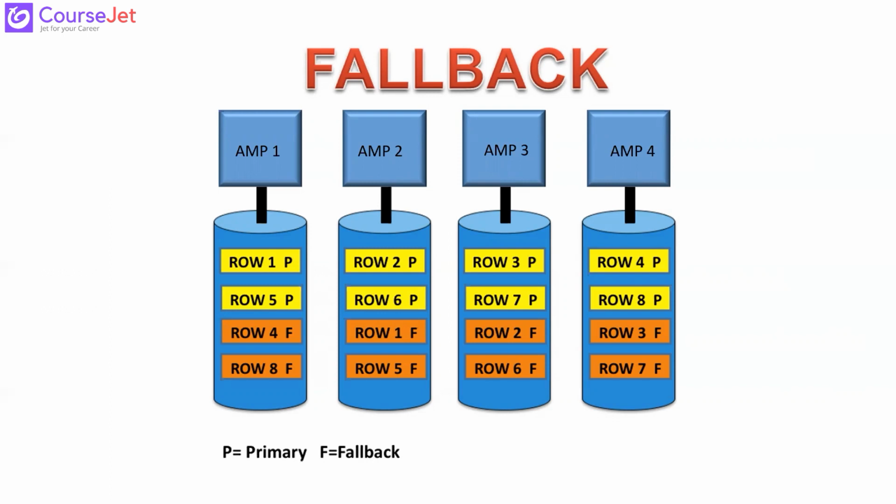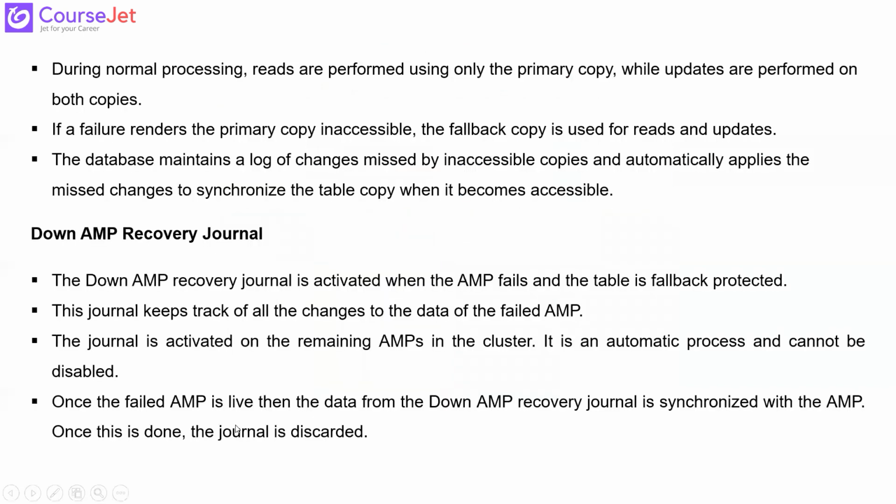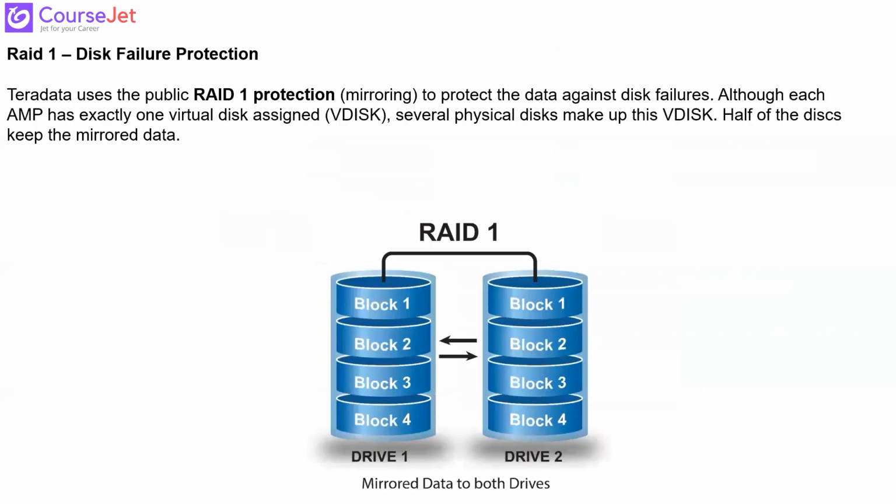If the AMP is 100% utilized, that is called a hot AMP thing. In that case, this journal won't come into the picture. The down AMP journal comes into the picture only when there is an AMP failure. Okay, I got it.